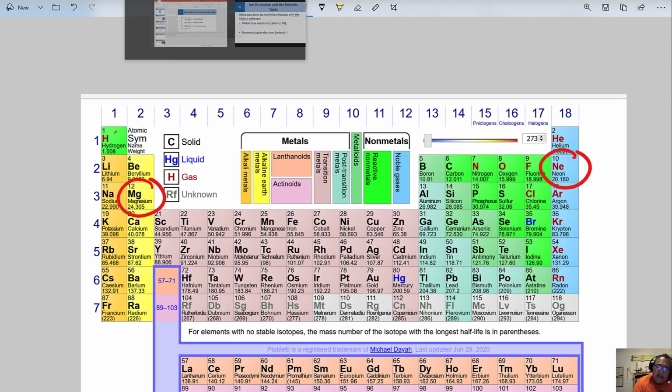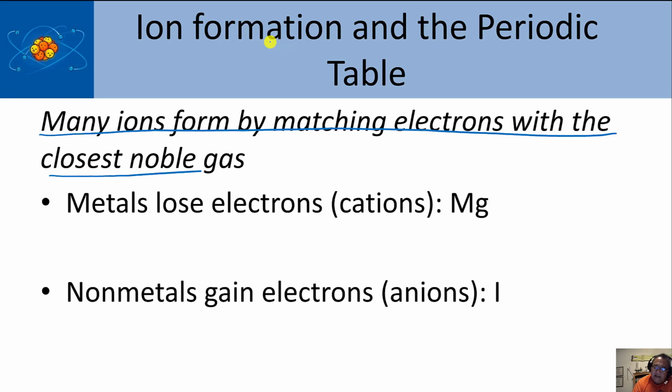So when we look at magnesium, the most likely ion that magnesium makes, based on its position in the periodic table, is a +2 ion, because it's close to neon in the periodic table. Actually, the name of this is just magnesium ion.